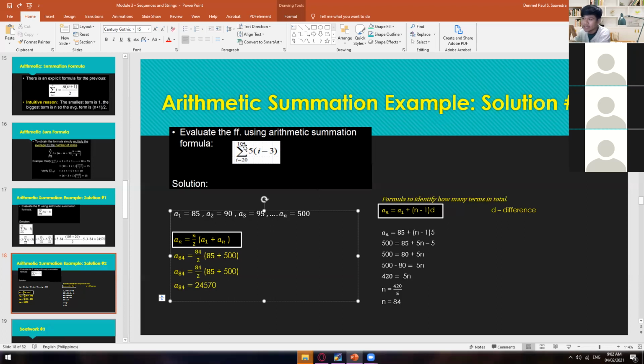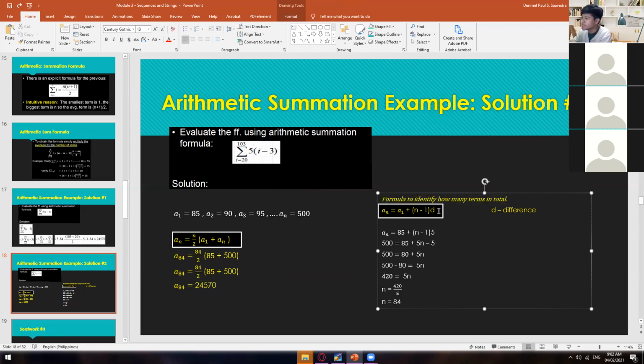So 103 minus 3 is 100, times 5 is 500. So that is our given sequence: 85, 90, 95, up to 500. Okay, so for you to be able to get this 24,570, you have to know this formula.